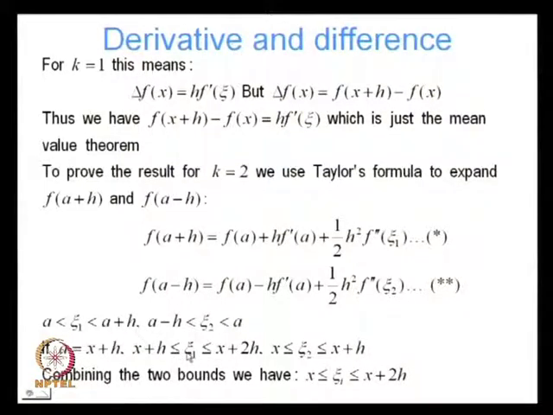So, this tells me that xi 1 must lie in this range, and xi 2 lies in this range. If I combine these two bounds, what do I get for xi 1 as well as xi 2? This makes a statement about the bounds on xi 1, and this makes a statement about the bounds on xi 2. If I want a combined statement on bounds for both xi 1 and xi 2, I take the lowest value, which is x, and the highest value, which is x plus 2h. So, both xi 1 and xi 2 must lie between x and x plus 2h.